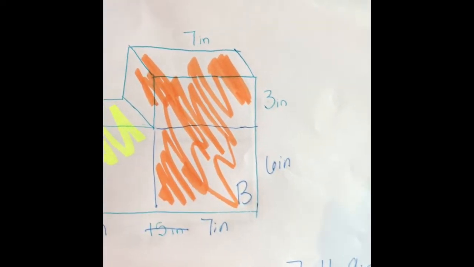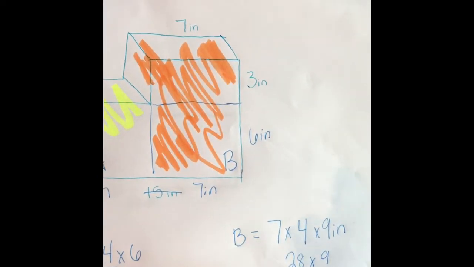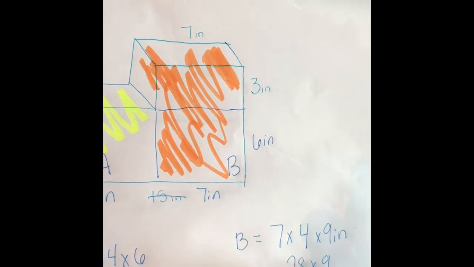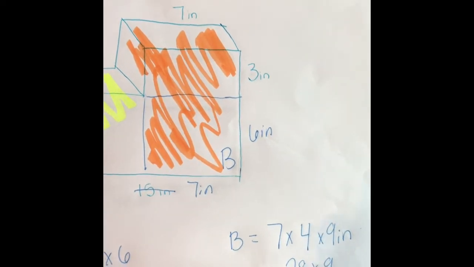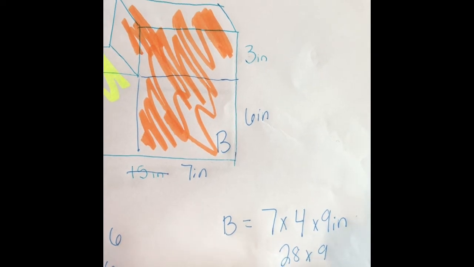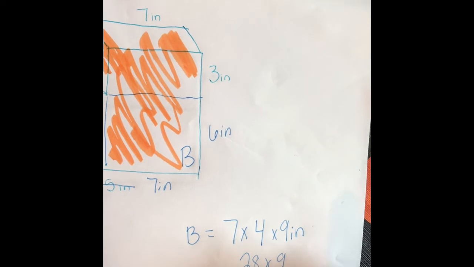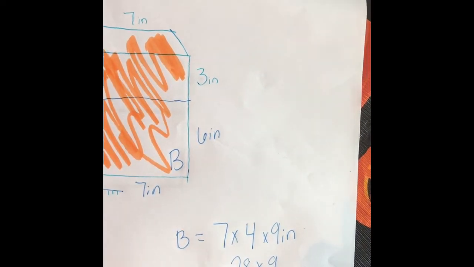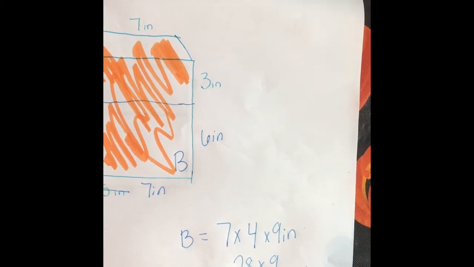So now I can multiply 7 times 4 is 28, and then times 9. So when I do 28 times 9, I would have 20 and 8, and then multiply it by 9. So 9 times 20 is 180. 9 times 8 is 72. So now I have 180 plus 72, and that gives me 252 for the volume of Prism B.